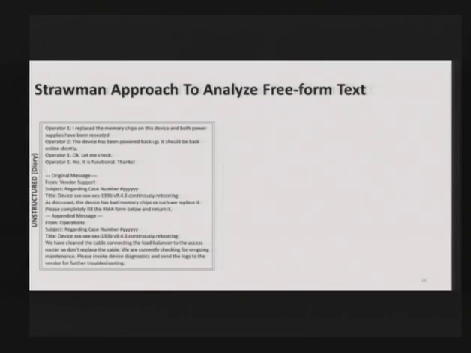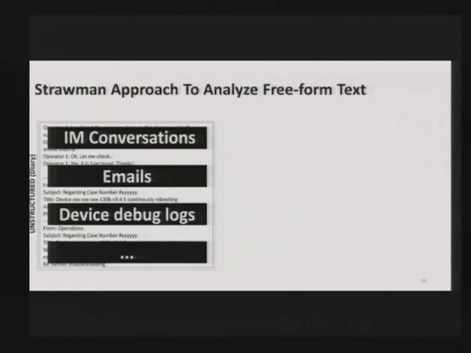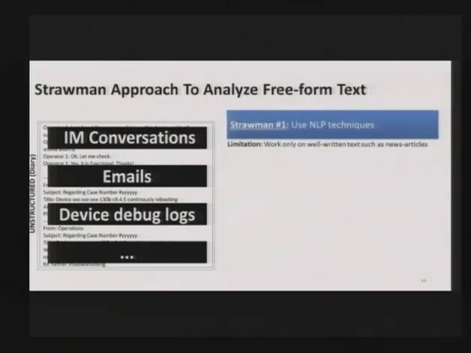Before I present our results, remember that our key goal is to extract problems, activities, and actions. So it is worthwhile exploring existing approaches. Will they solve the problem? Note that some of these approaches have been used in the past with some success. The first approach is looking at the different structure of the trouble tickets. For instance, as I was mentioning, they have IM conversations, emails, device debug logs, and so on and so forth. So the first strawman is to use conventional natural language processing techniques out of the box and then try to see what can be done. But the fundamental problem there is these techniques are designed to work well only on well-written articles such as news articles, for instance.